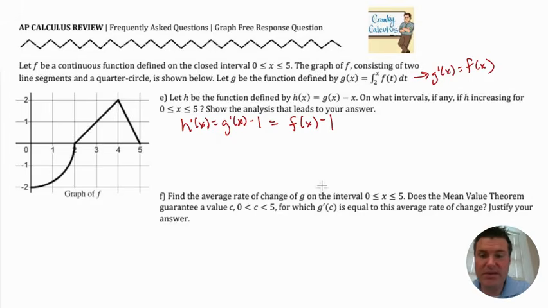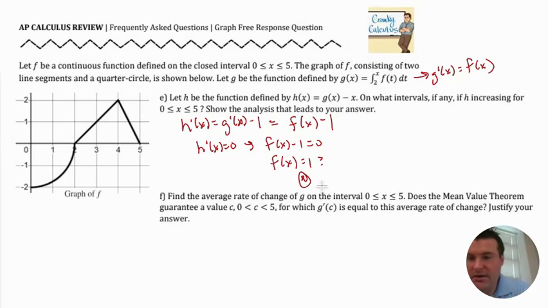So we need to set h prime of x equal to 0. That means f of x minus 1 is equal to 0. To solve for that, when does f of x equal 1? That's going to happen at, you can see it right here, x equals 3 and 4.5. And I know that's 4.5 because it's a line. So, I mean, you can just look at it and tell it's 4.5.